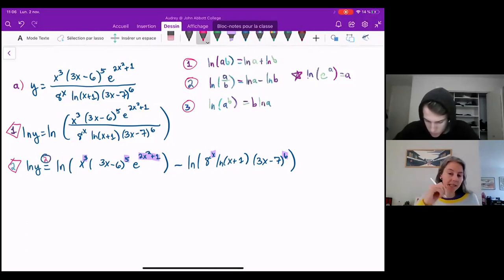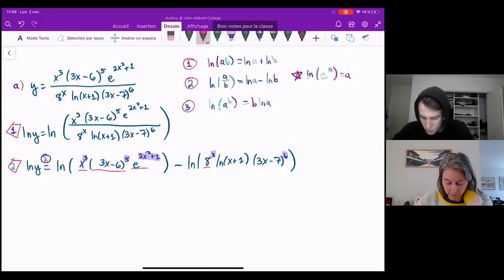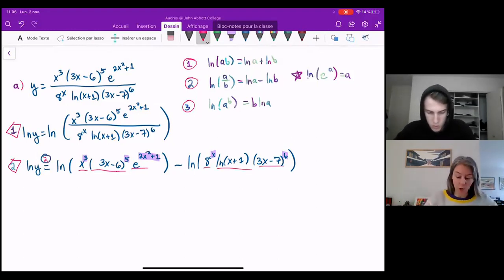And how many things can I separate in my first ln? 3, you got it. So I'm going to have 1, 2, 3 things. And how many things can I separate in my second ln? 3 as well. Also 3. 1, 2, 3. So we're going to separate that using the product rule, number 1 up there.